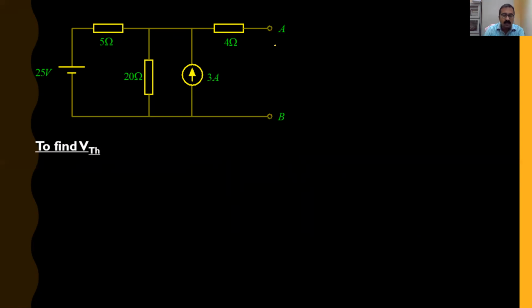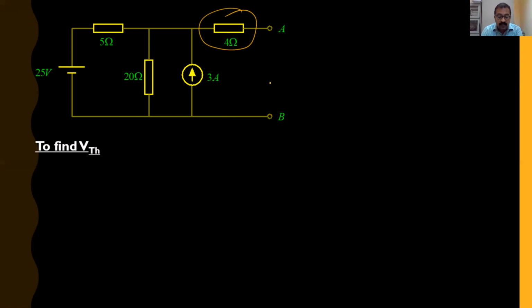One question: what's the current through the 4 ohm resistance? The current through the 4 ohm resistance is 0. Why? Because points A and B are open. Keep in mind, a current can flow only in a closed path.